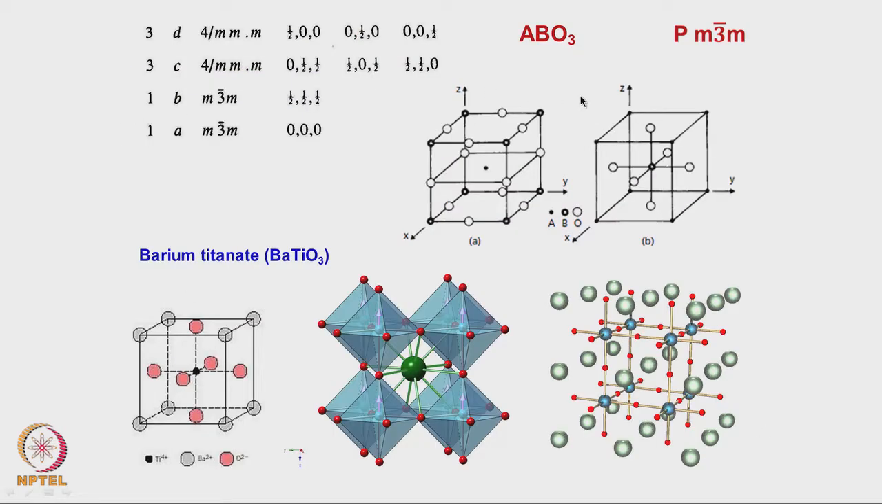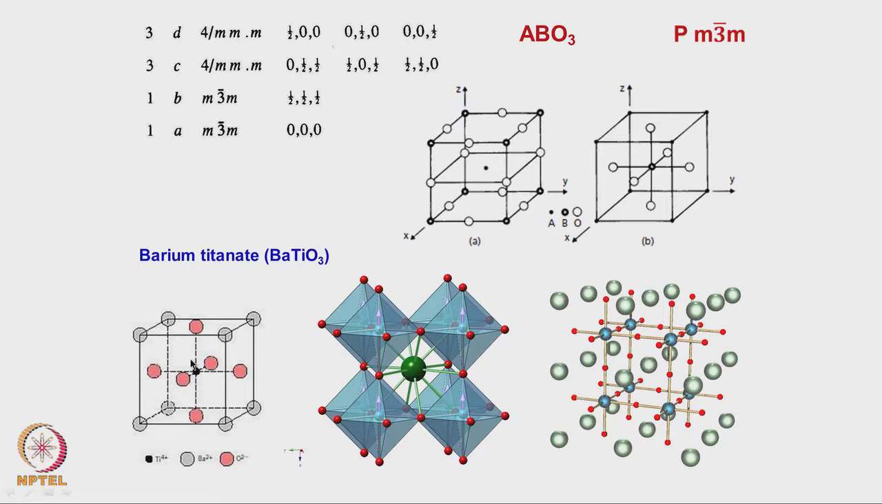Okay. Here I have just considered perovskite structure, barium titanate is one example, okay, and these are all the atom positions which are there. Okay. This is a primitive lattice.